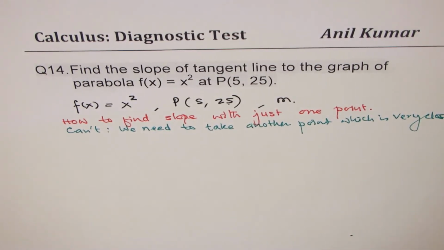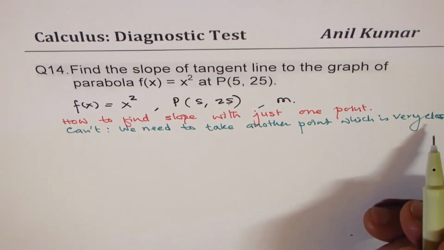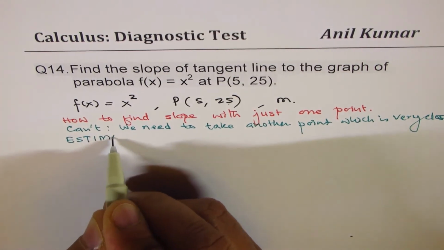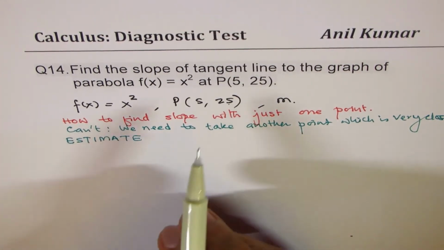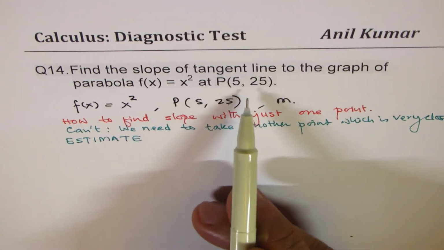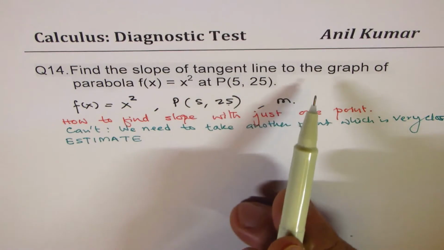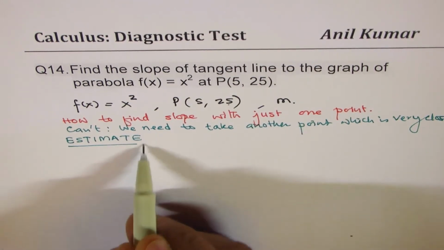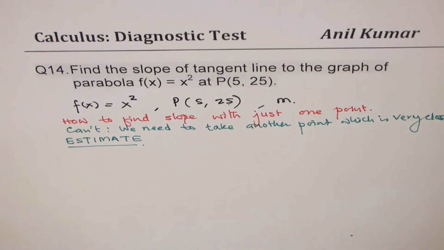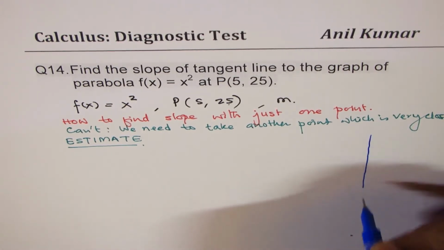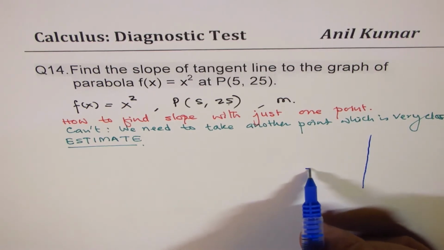Do you understand? Since it is very close, we always say estimate. So most of the questions which you will have on tangent, in such cases, the question should have been: estimate the slope of the tangent line. Okay, so that's very important to understand. The idea is to understand and move forward. In calculus, all these small things will make a lot of meaning.